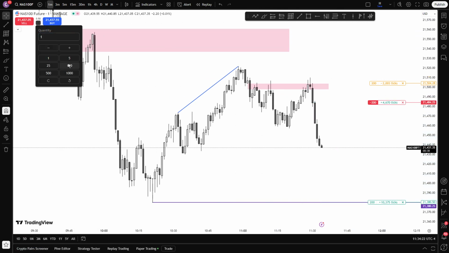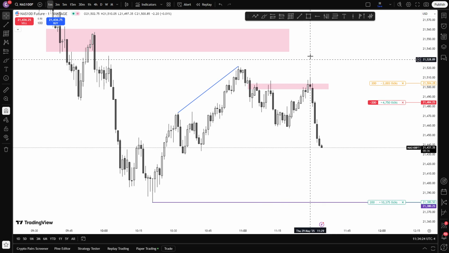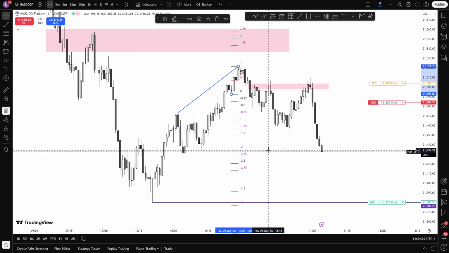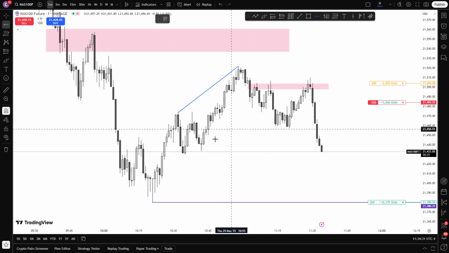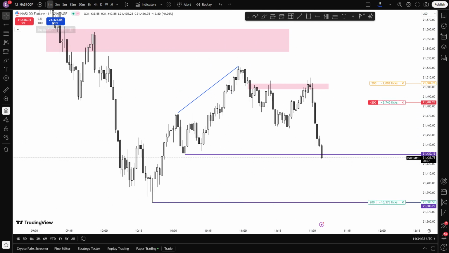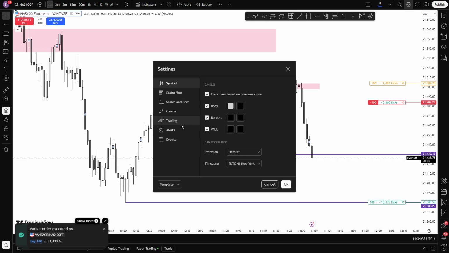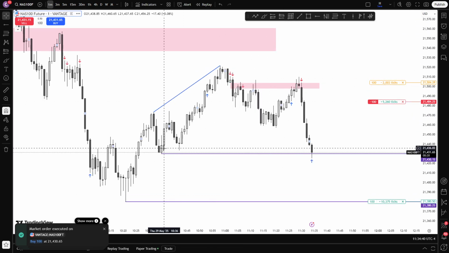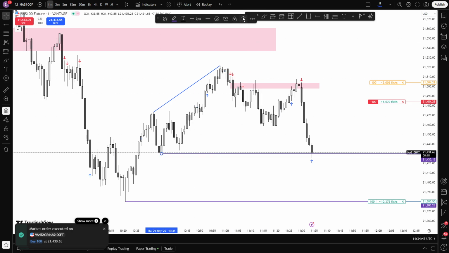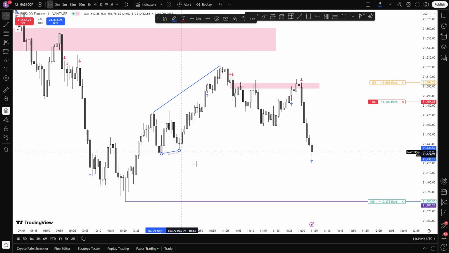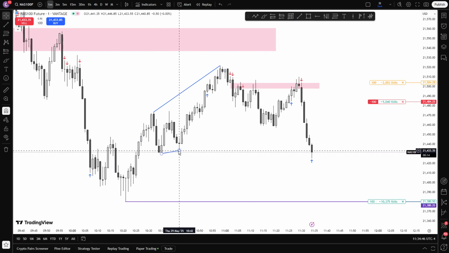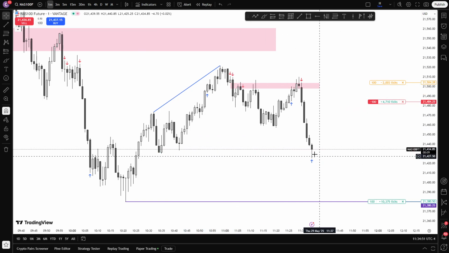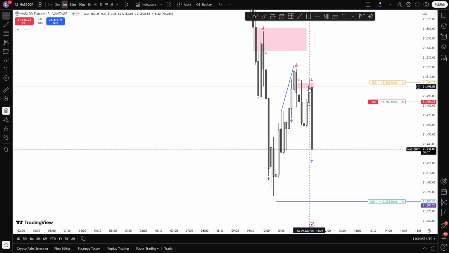Okay, and then partials, I'm gonna take partials at 2 standard deviations, or actually no, right here. Right here I took partials. Why did I take partials? So we have this sell side liquidity. Okay, that's one. Then we have, what's this? A low resistance liquidity run right there. Simple as that. Okay, now that I've taken partials, let's have a look.